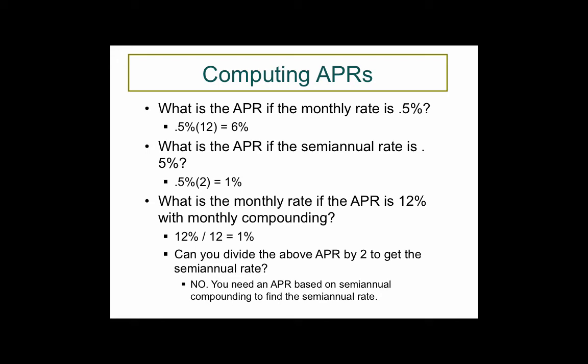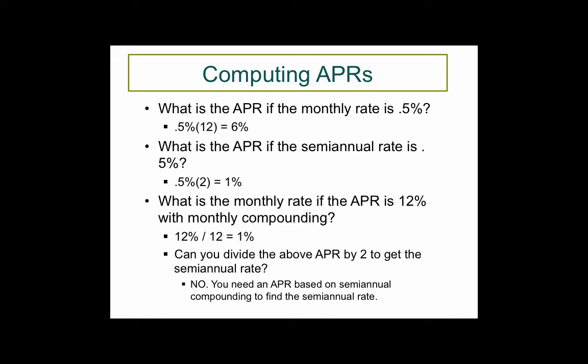So if you're going to the periodic rate, you're going to divide. If you're going to the annual periodic rate, you're probably going to multiply. If you're looking for the annual rate with an APR, then the annual periodic rate is the annual periodic rate, right? So in that case, you wouldn't have to do anything.